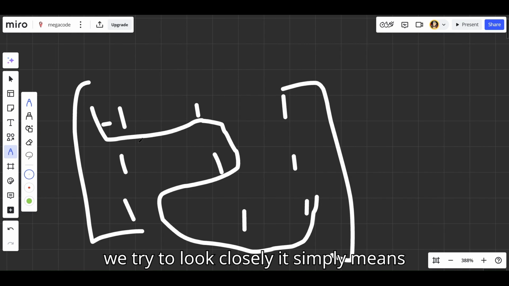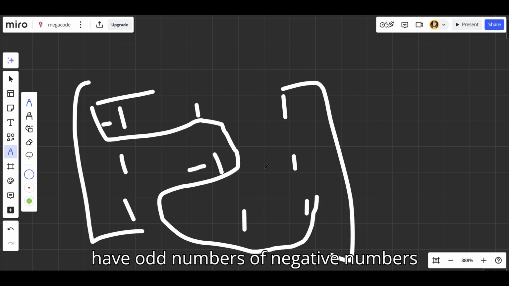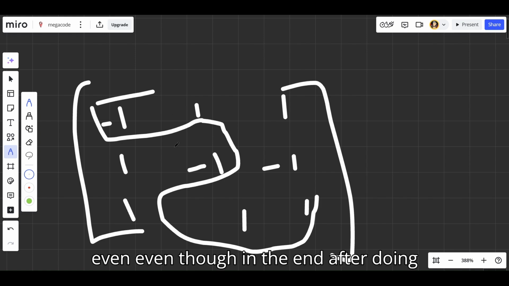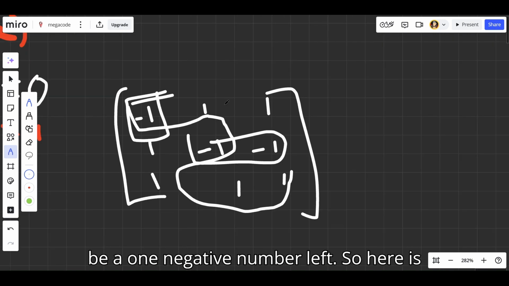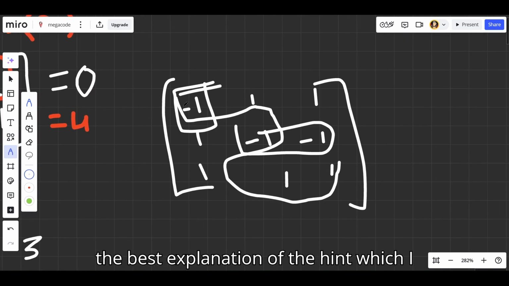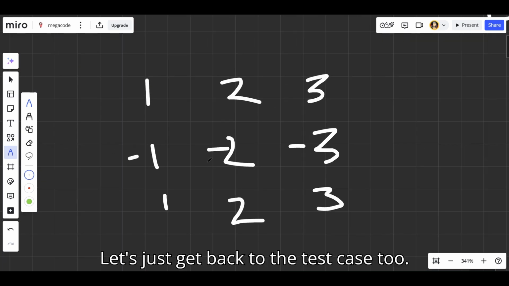But if we look closely, it simply means that we are always going to be left with one negative value, which means that if I have an odd number of negative numbers, then in the end, after doing all the operations, there is always going to be one negative number left. So here's the best explanation of the hint which I can give. Then after that, what does it mean? Let's just get back to test case 2.